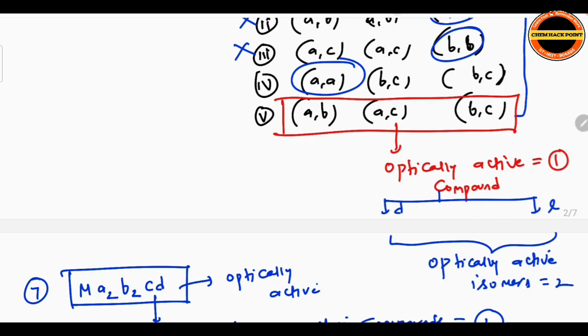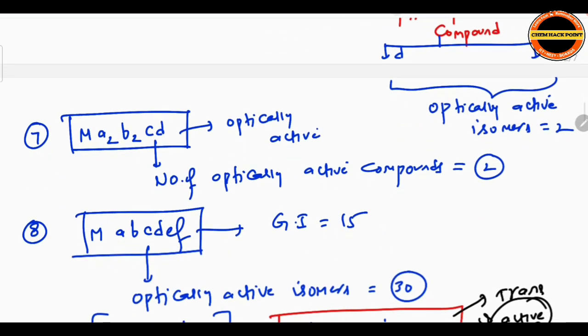But if they ask about optically active isomers, we consider it as 2. Why? Each optically active compound has 2 isomers: one is D isomer, one is L isomer. So optically active compounds, if they ask, the answer is 1. Optically active isomers, if they ask, the answer is 2. Okay.